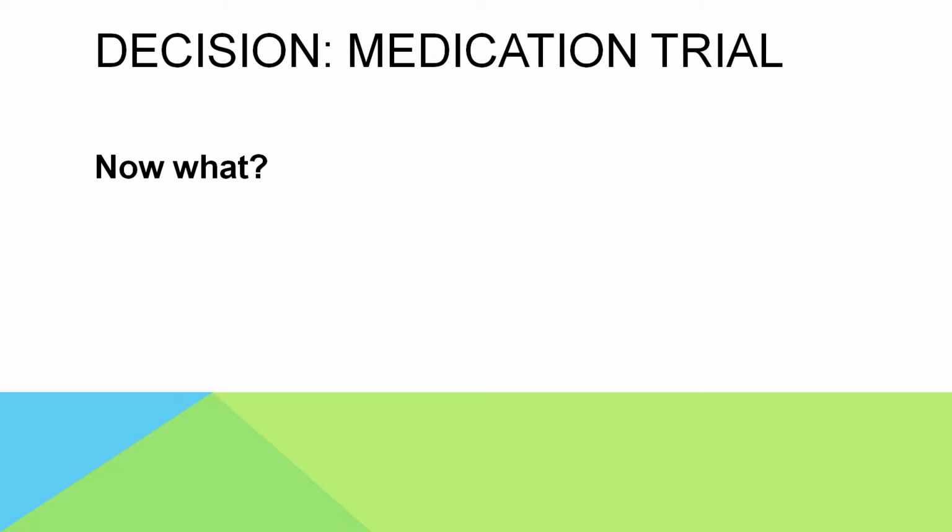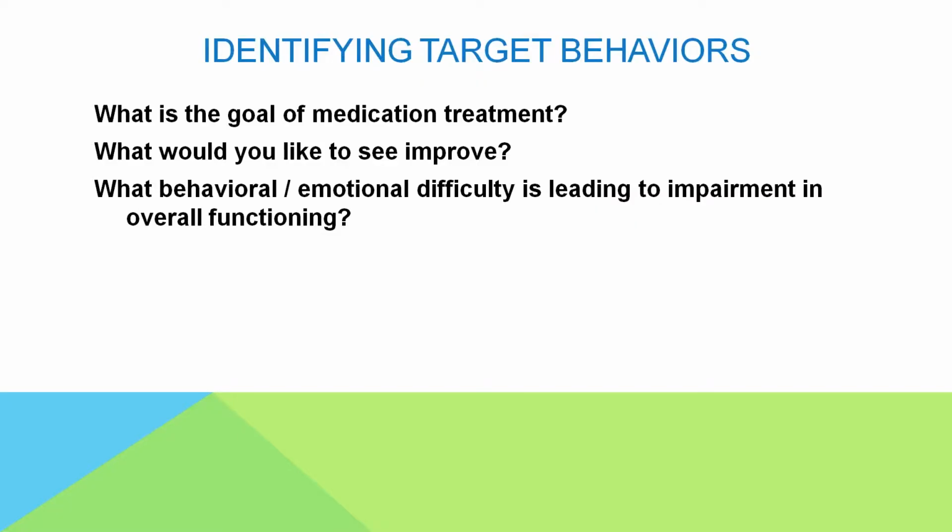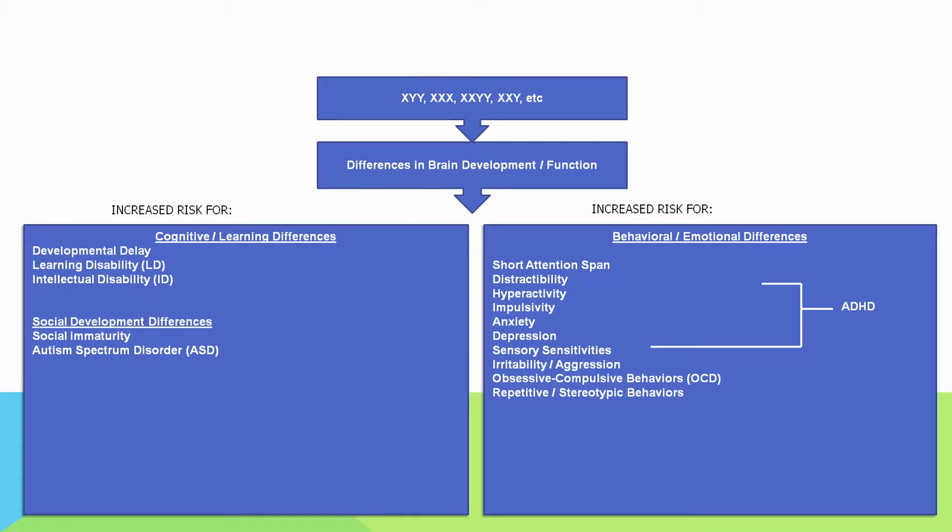So now what? Let's say we've gotten to a point where we have behaviors that are causing a lot of distress, and we want to discuss a medication. Let's talk about what we're going to do next. You have to really identify the target behaviors. What's the goal of the medication treatment? What would you like to see improve? What difficulty is actually leading to the primary impairment that's leading to the decrease in overall functioning? So again, here we have all of our different options of different things that can happen in the X and Y variations, and we're going to be thinking about these as we think about this kid.